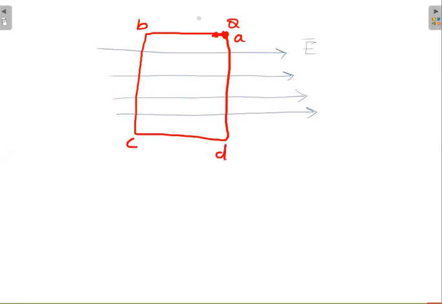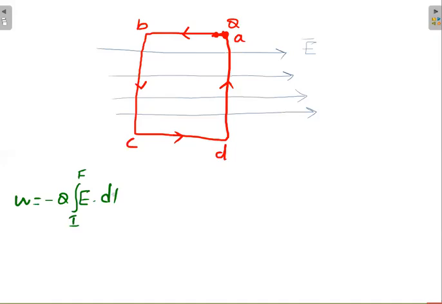And again, how to calculate? You will compute the integral A to B. What is the answer? B to C. What is the answer? C to D. What is the answer? D to A. What is the answer? What is the formula saying? Work done is equal to minus Q integral E dot dl, where you are starting and where you are ending, the initial and final position.